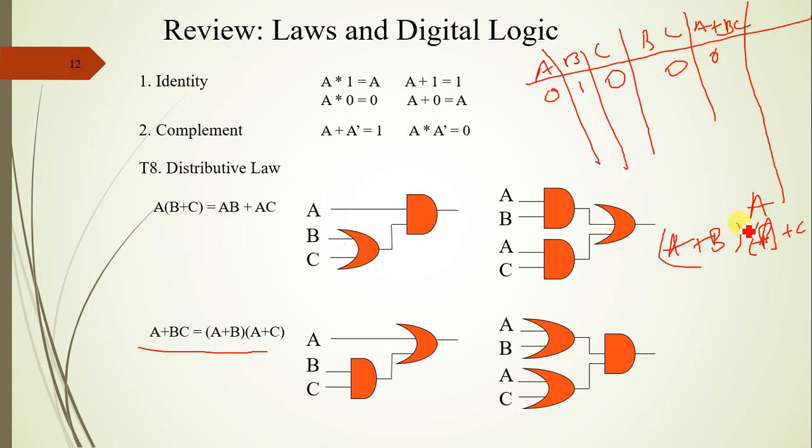Similarly, we have A plus B into A plus C. What is A plus B? So A is 0, B is 1, so that is 1 into A plus C. A is 0, C is 0, which is equal to 0. So 1 into 0 would become 0, hence proved.